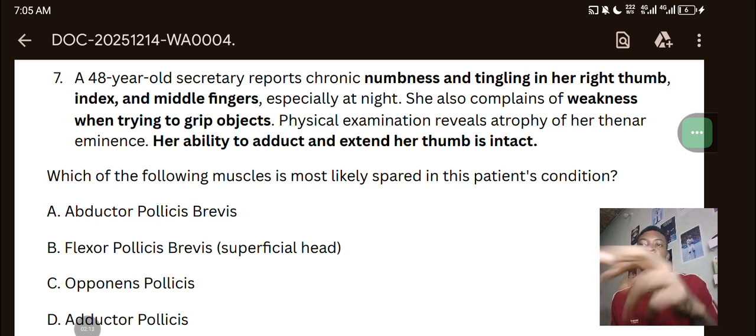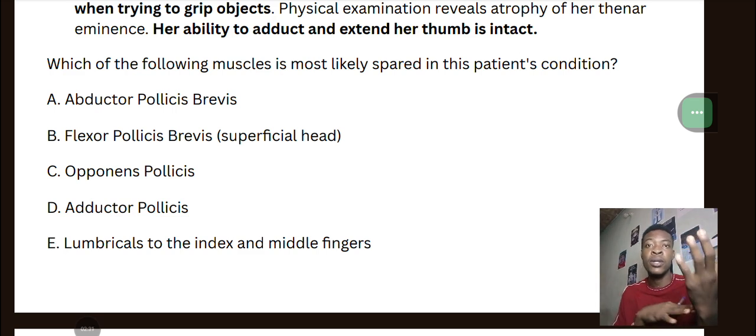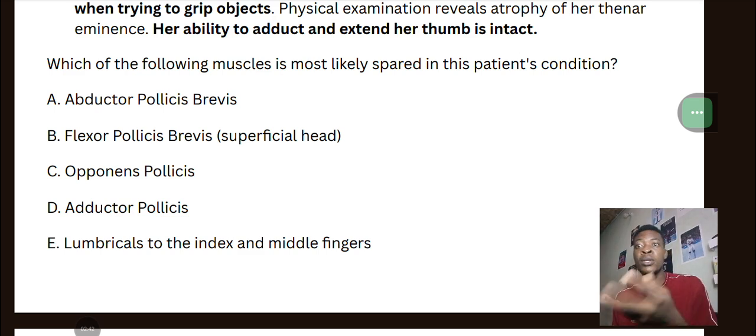So yeah, the adductor pollicis is the one not affected by the median nerve, because the adductor pollicis is supplied by the deep branch of the ulnar nerve. So that is the answer. Lumbricals to the index and middle fingers are actually part of what we said. It is affected. By the time it supplies the carpal tunnel, it branches to the intrinsic muscles, right? And the lumbricals give you the ability to flex your metacarpophalangeal joint and extend your interphalangeal joints, the lumbricals to the index and middle fingers, right?